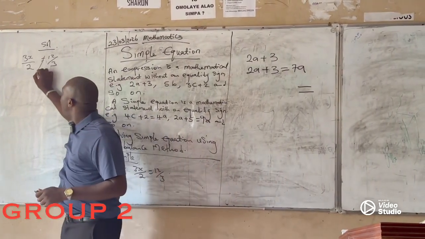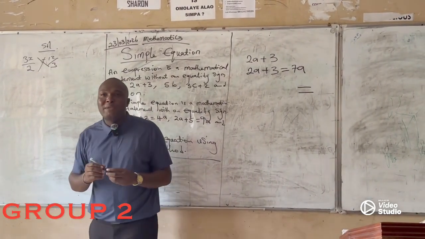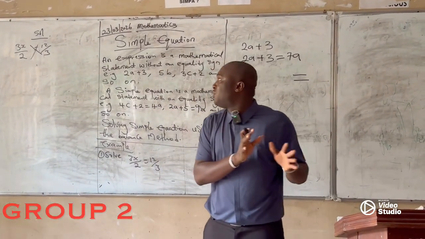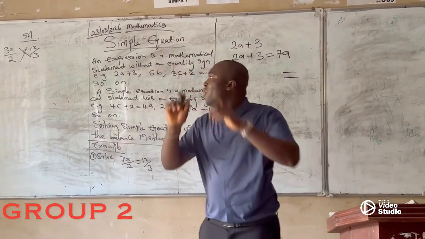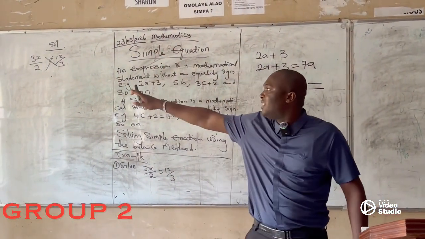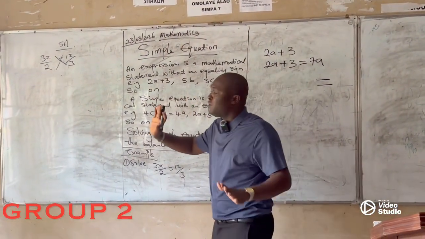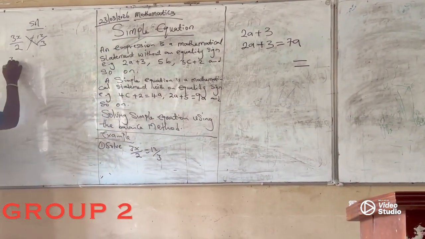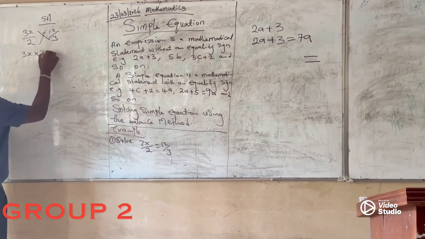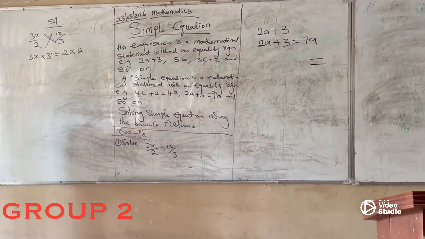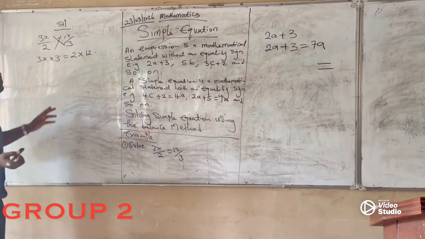Cross multiply. By cross multiply, it means you are using the denominator of the first fraction to multiply the numerator of the second fraction, and you are using the numerator of the second fraction to multiply the denominator of the first fraction. So by so doing, you will have... do you see that? Yes. So what do you do from there?